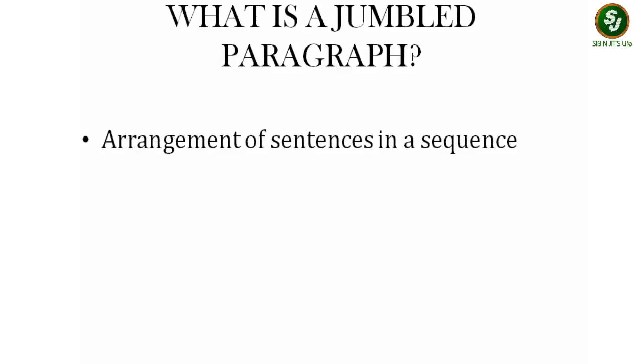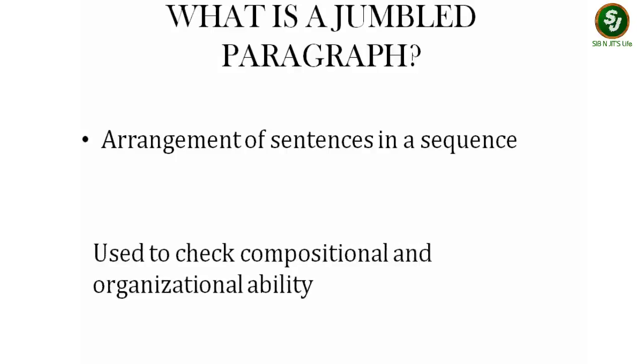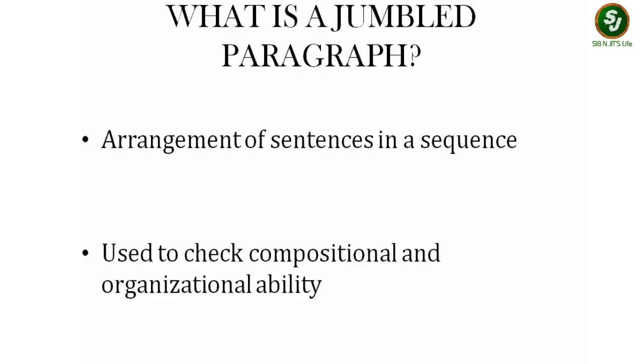Okay friends, we'll start with the topic of jumbled paragraph. So what is actually a jumbled paragraph? Jumbled paragraphs are basically an arrangement of sentences in a sequence in order to form a meaningful paragraph. The sentences will be arranged in a jumbled manner, and we have to arrange them properly in a proper sequence. Not only sequence, you also have to maintain the meaning of the paragraph, which is very much important.